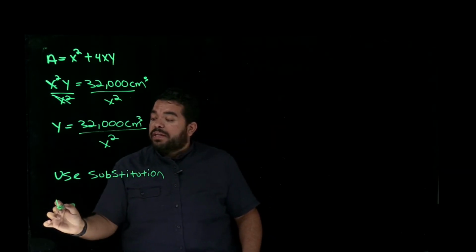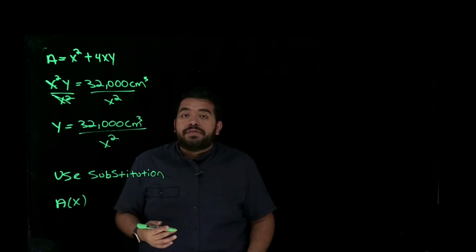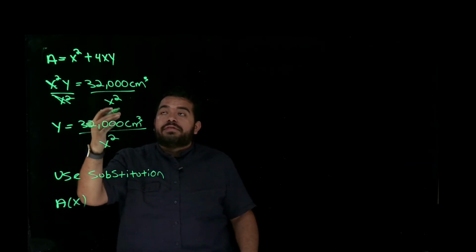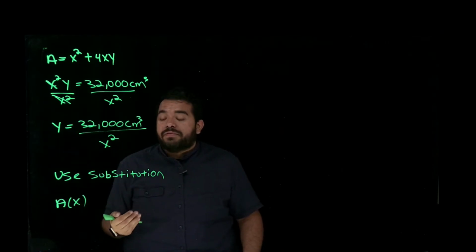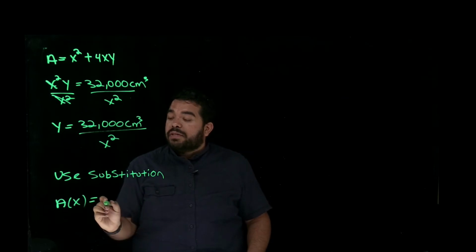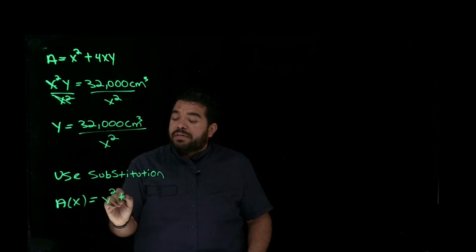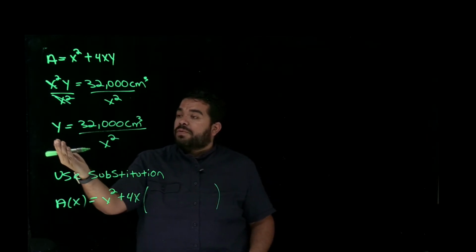And I'm going to go ahead and call this function A of x to represent the surface area of this figure that we have, using the information that we concluded from the information given to us. So using substitution, that's going to give me x squared plus 4x. Remember, we are substituting y.